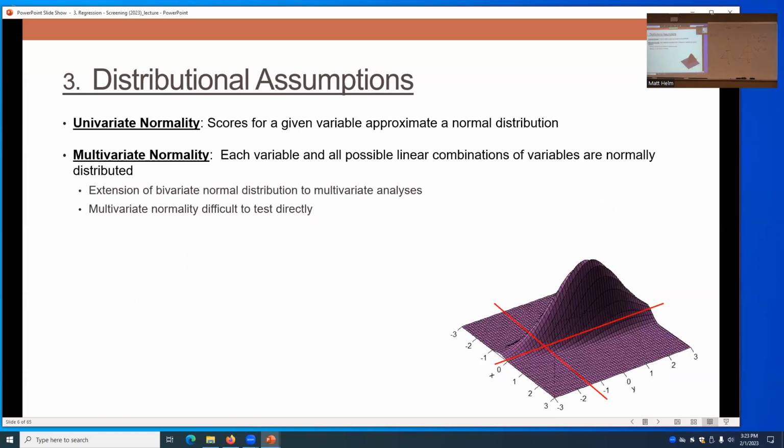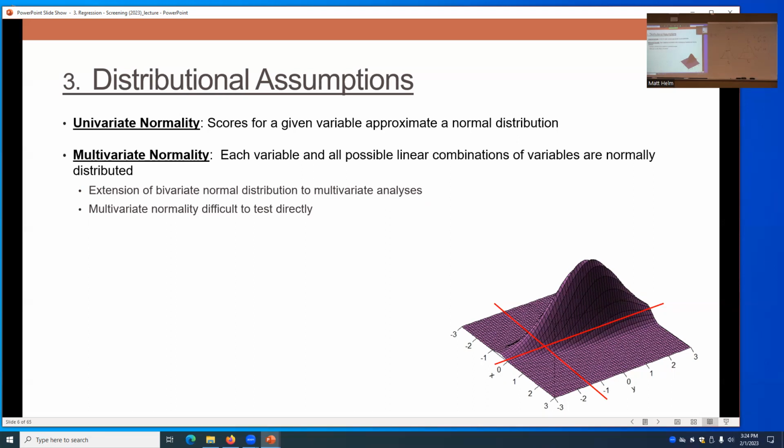we'll talk about distributional assumptions of regression quickly, and then we'll go into break. So distributional assumptions, assuming univariate normality. Scores for any one of our given variables, so long as it's not a dichotomous variable, follow something that at least kind of resembles, maybe even doesn't resemble, a normal distribution, just doesn't deviate so far off as to be problematic.